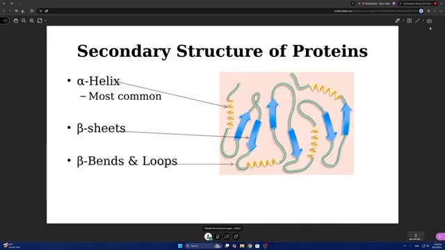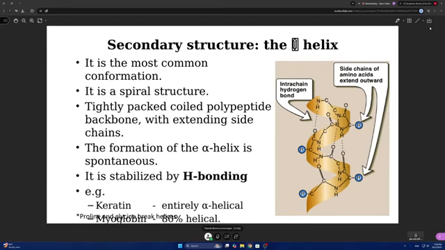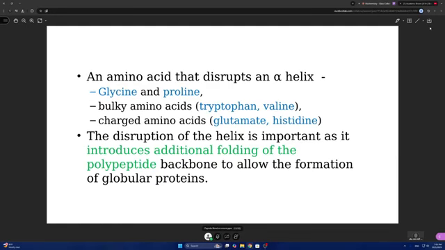Now we will proceed, that is the alpha helix. What kind of bond is in this structure? The alpha helix is the most common, and the bond that stabilizes the alpha helix is hydrogen bonding. The amino acids that can disrupt the alpha helix are either small, or they have a different shape, or they are bulky, or they are charged.